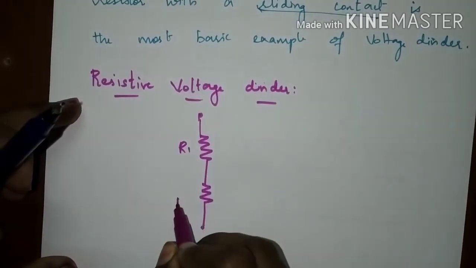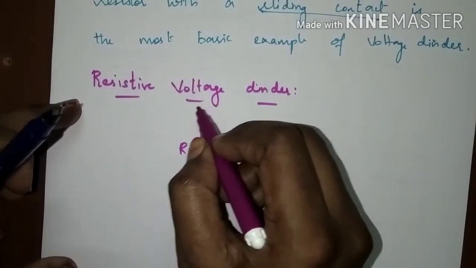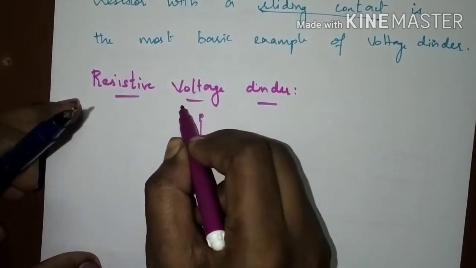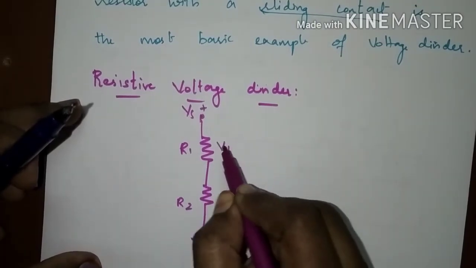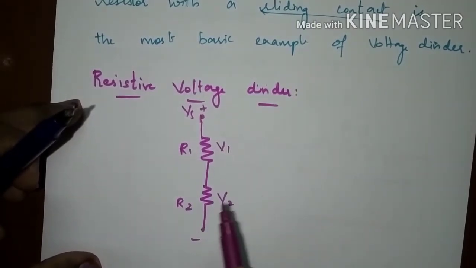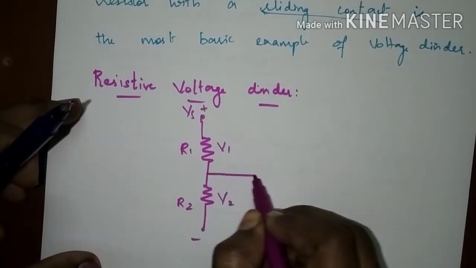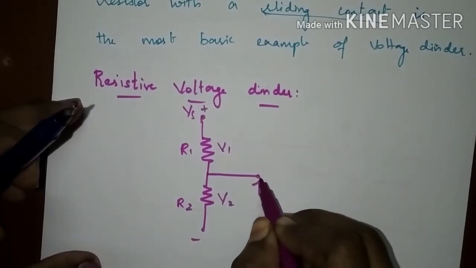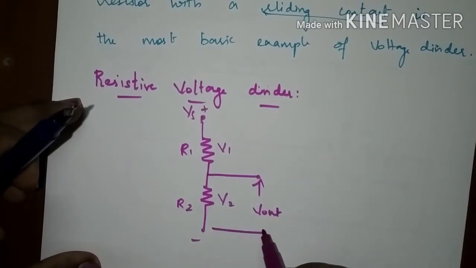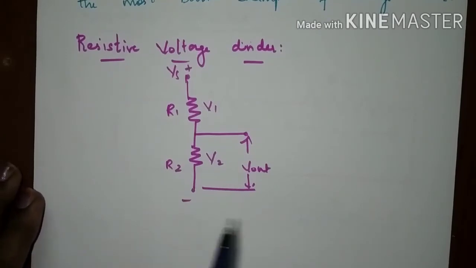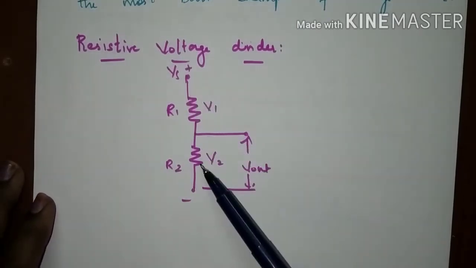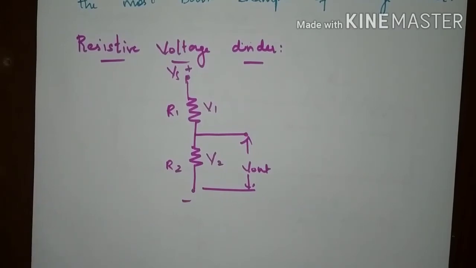Assume this as resistance R1 and resistance R2. You are supplying an input voltage Vs here. V1 will be the voltage across R1 and V2 will be the voltage across R2, and we have to find the voltage Vout here, that is the voltage across resistance R2. It is the simplest and easiest way to understand voltage dividing by using two resistors connected in series. The basic combination allows us to use the voltage divider rule in the resistive circuit.